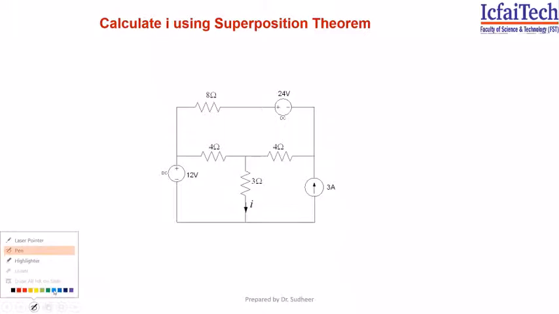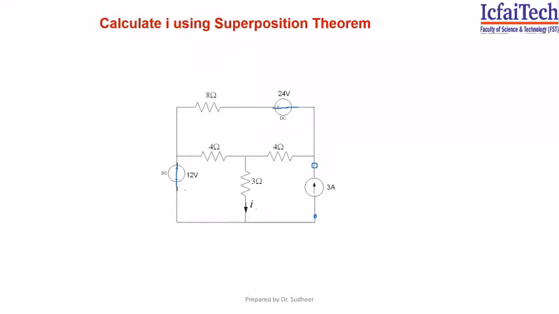If at all you are going to consider only 24 volts, then we have to replace this 12 volts with short circuit, replace this 3 amperes with open circuit. When you consider only 3 amperes, replace this 24 volts with short circuit and 12 volts with short circuit.